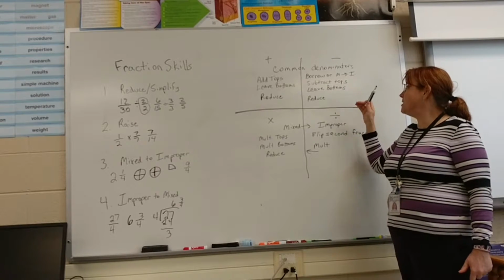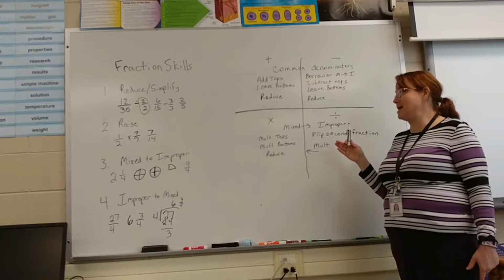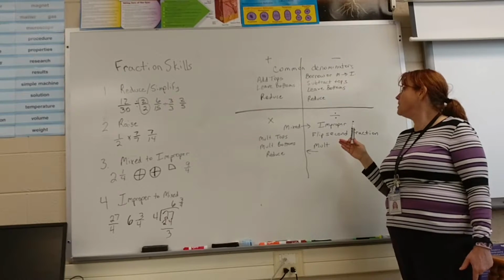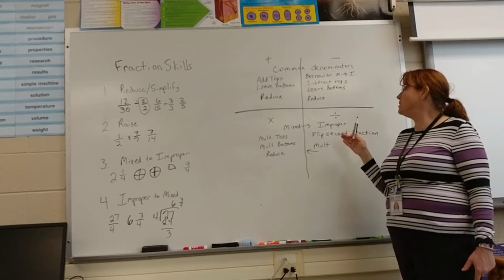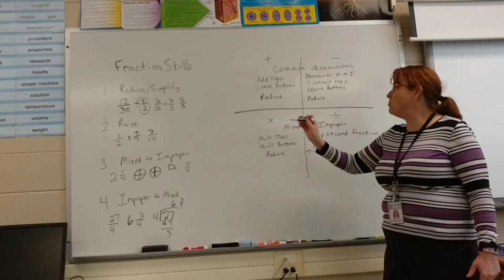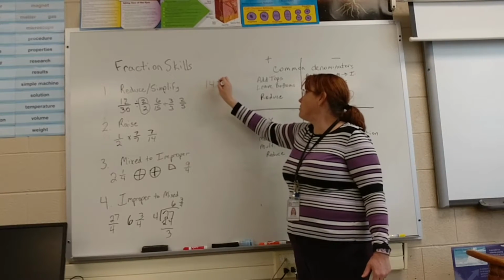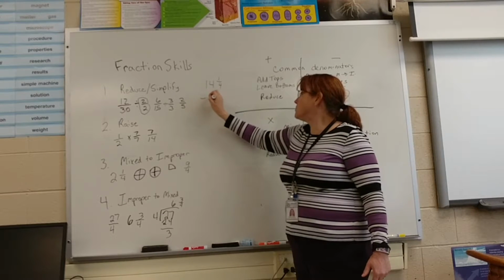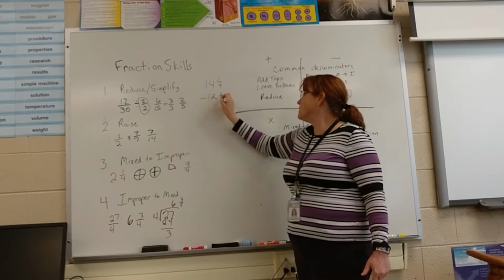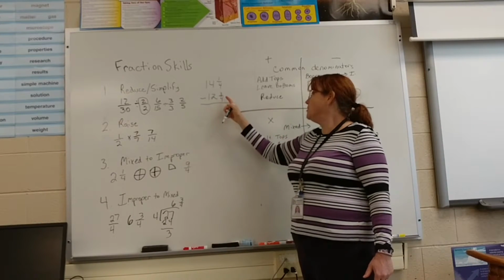For a subtraction, you can choose. If you understand how to borrow, that's great. If you don't, you can change it from a mixed number to an improper. You subtract the tops, you leave the bottoms, and then you reduce. So I'm going to show you borrowing. We have 14 and 1/4 minus, let's say, 12 and 3/4. I won't change the bottoms right now. I'll leave them the same to make it easier.